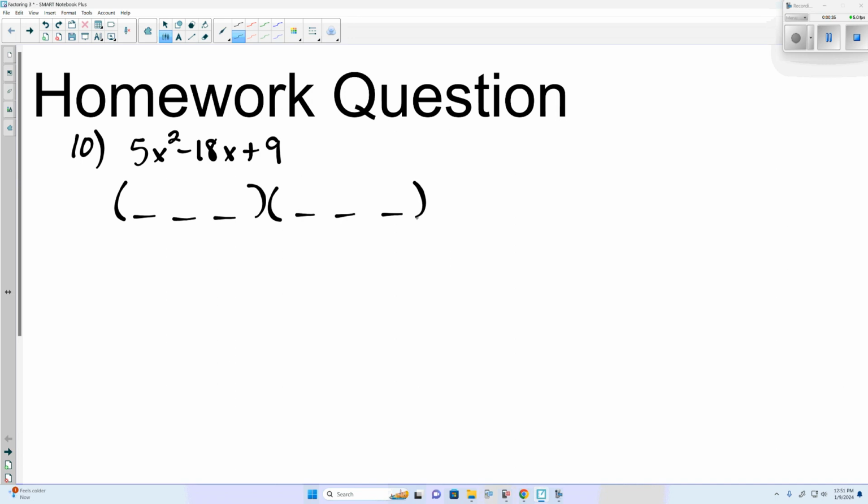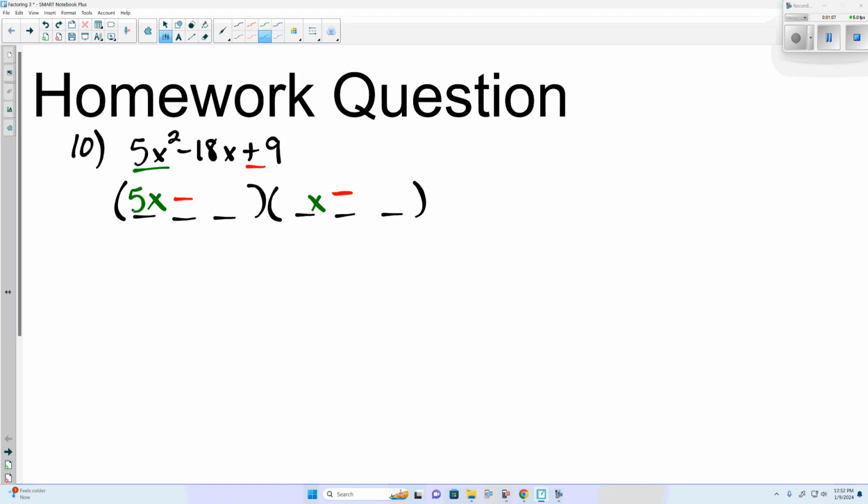So for number 10 on the assignment from last night, 5x squared minus 18x plus 9, there is no greatest common factor between these three terms. Since the third term is positive, our signs are the same and they match the sign of the middle term. So we're going to have minus and minus. Factors of the first term, we would indeed have x and x. And then 5 and 1 for the factors of 5.